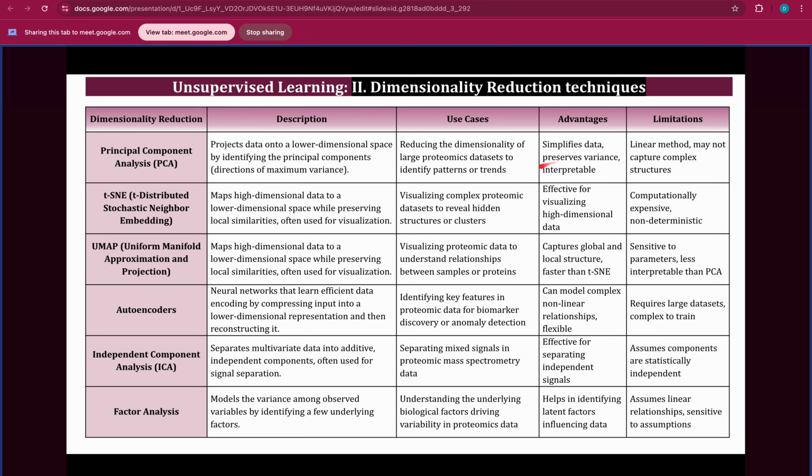In this way I am also reducing the size of the data present with me for better analysis. So it simplifies your data, and it preserves variance, because it is trying to ensure there is maximum variance among the data points present. In that way it is preserving variance, and it is making your data interpretable, so that you can interpret what the differences are. The limitation is that it is a linear method, so it may not capture complex structures. That is one of the limitations. Similarly, there are other techniques which try to reduce your data from high dimensions to a lower number of dimensions, so that visualization of the data set and its interpretation and analysis are simplified.